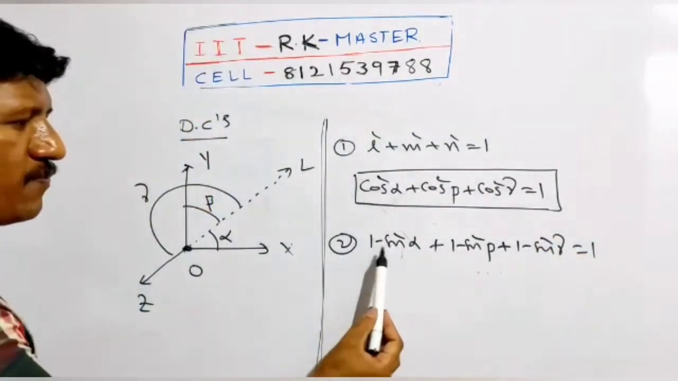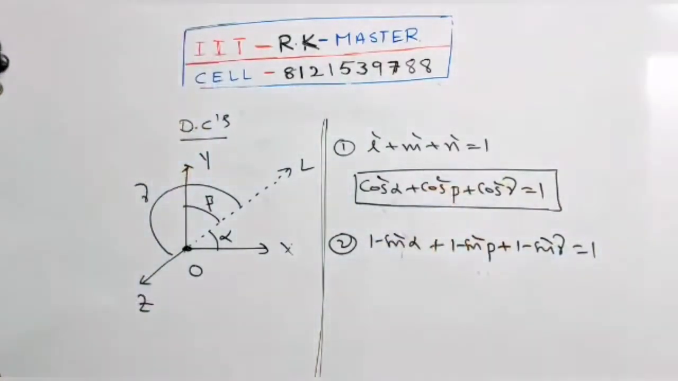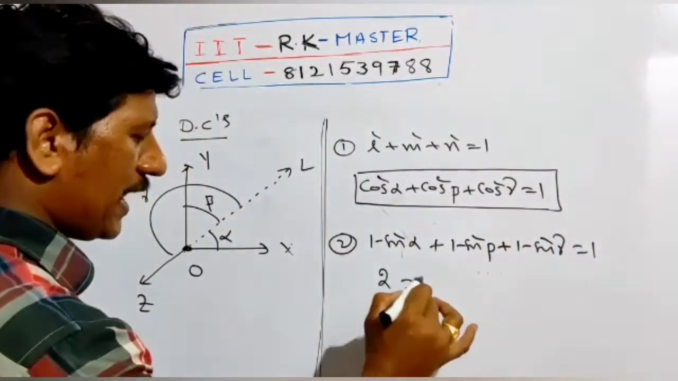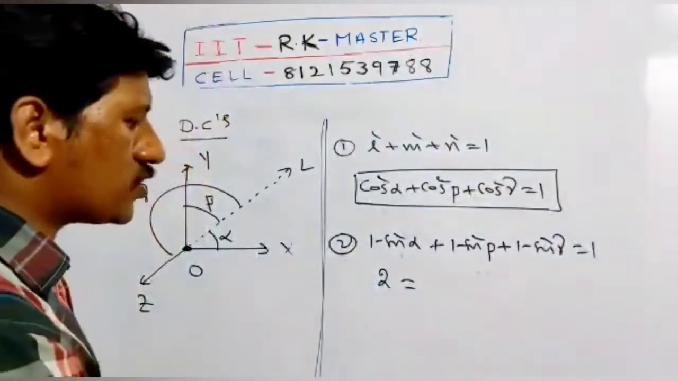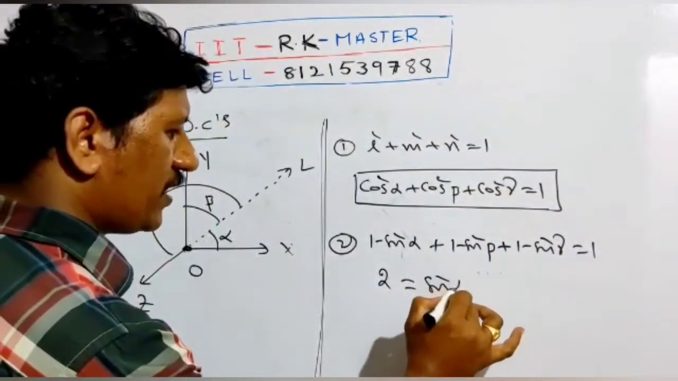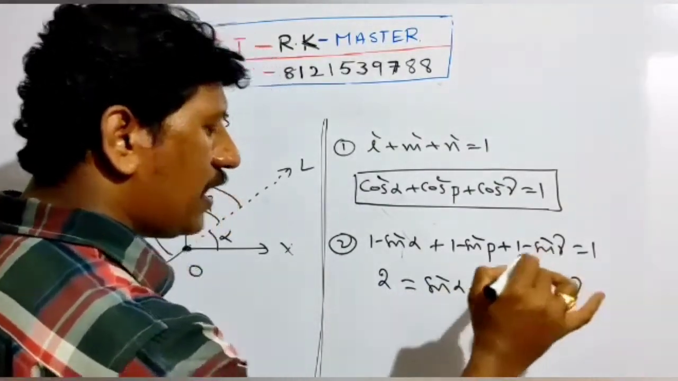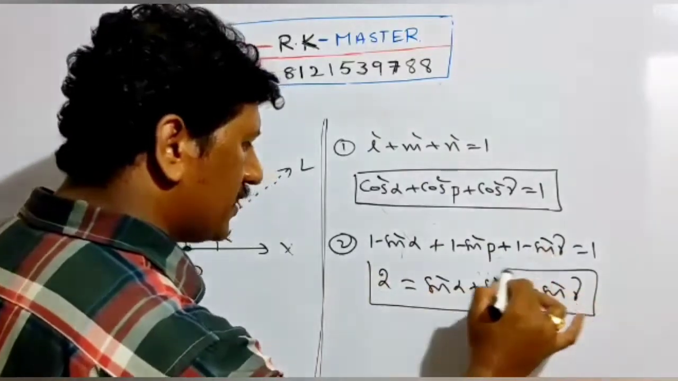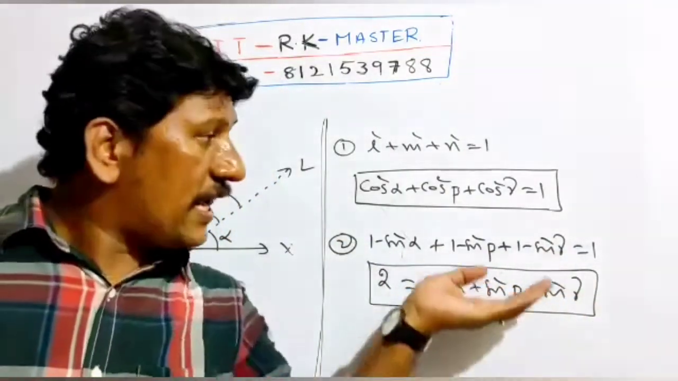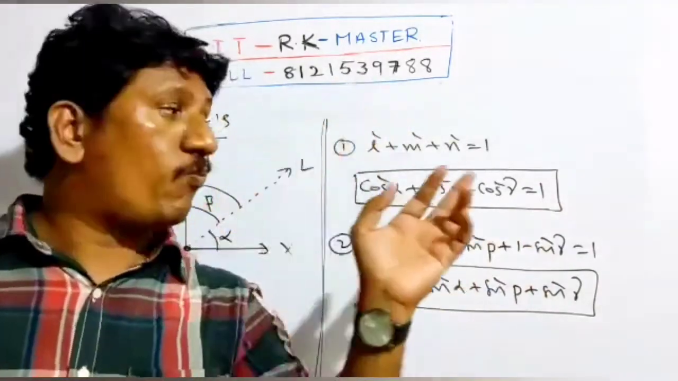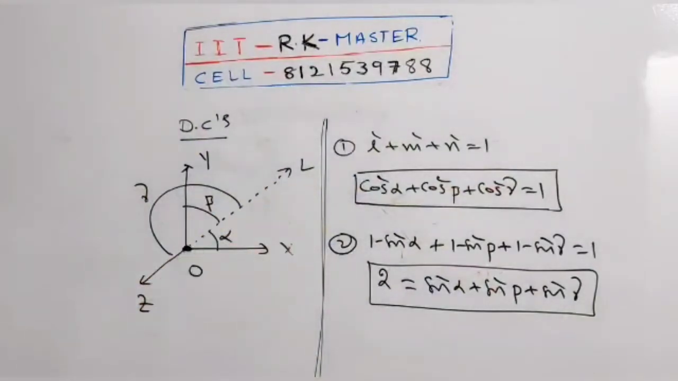So here 1 plus 1 plus 1, that is 3. Send 1 to the left side, 3 minus 1, that is equal to 2. And bring all these negative sine values to the right hand side, so that you will get sin square alpha plus sin square beta plus sin square gamma equal to 2. This is one of the most important conditions in terms of sine. So this is the condition in terms of sine and this is the condition in terms of cos. Both are most important conditions. Compulsorily you have to remember.